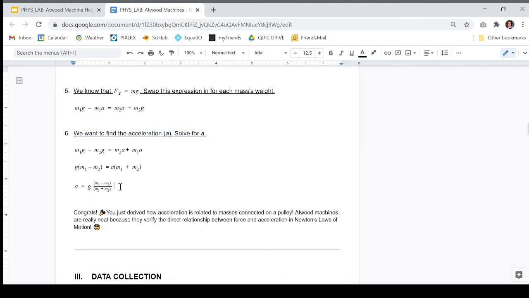And if you notice, this acceleration right here is only dependent on gravity and the masses. So we can go from our starting material, the elevators or whatever masses you're using, and use those values to calculate the acceleration.